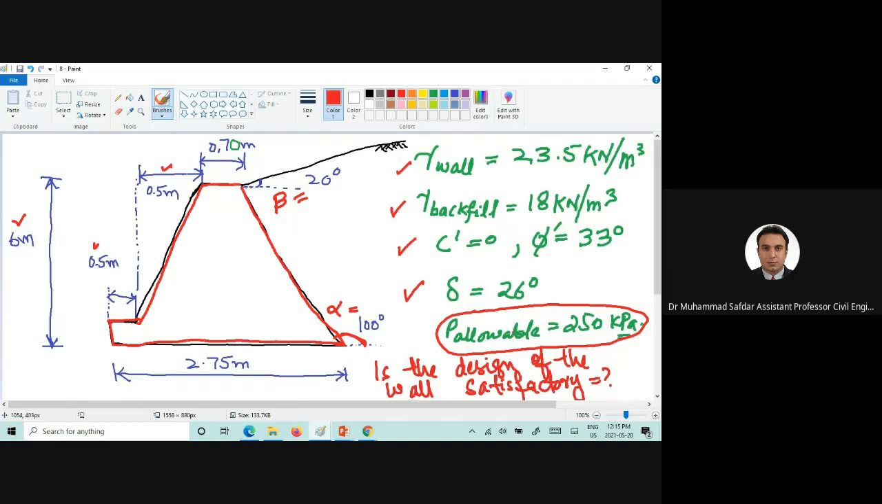Now here we can compare the P max and the P minimum, or the maximum base pressure and the minimum base pressure. Now how we are going to solve this? Which theory we are going to use and why we are going to use that theory?